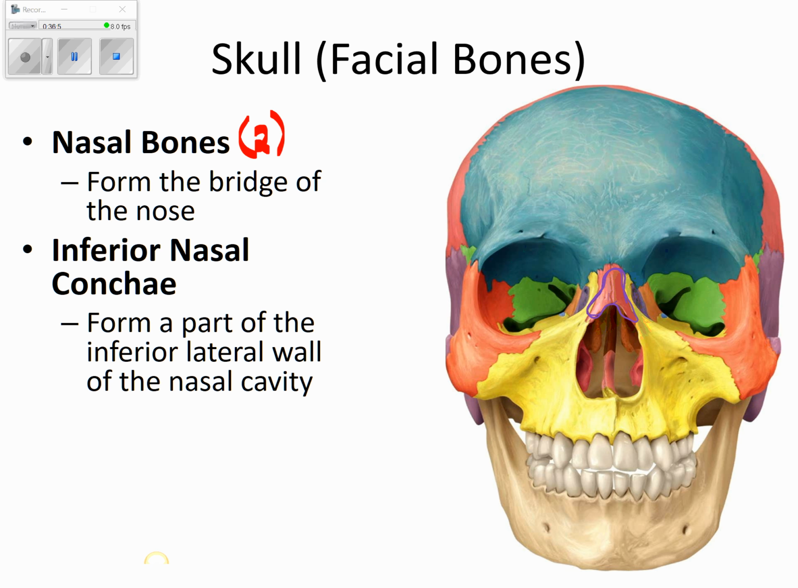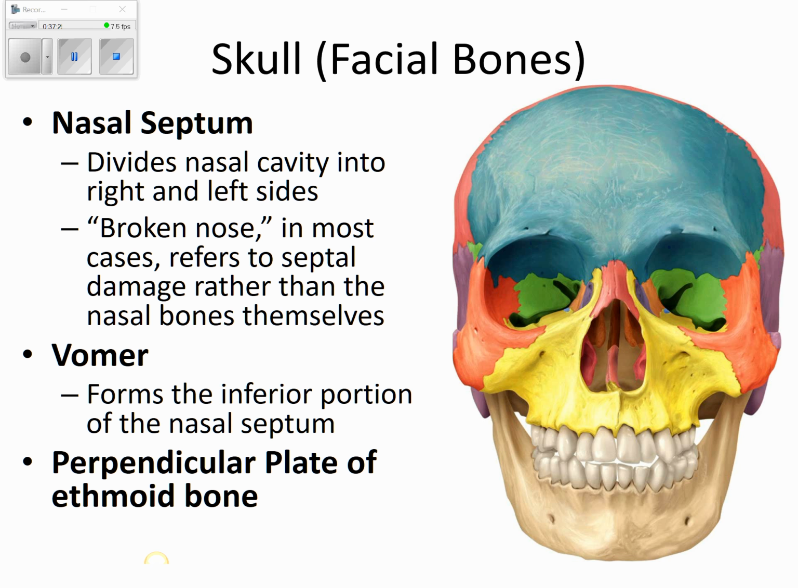Okay, so the inferior nasal conchae. Of course, you have inferior and superior, but in this picture you can only see the inferior ones. They're on the inside. Those are concave bones. They form a part of the inferior lateral wall of the nasal cavity. They're covered with epithelium, which secretes mucus and also contains cilia. Your nasal septum, what it does is divide the two nostrils into right and left halves.